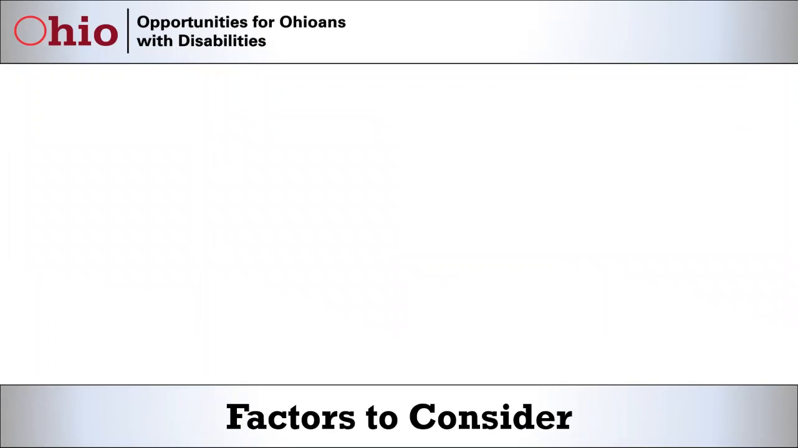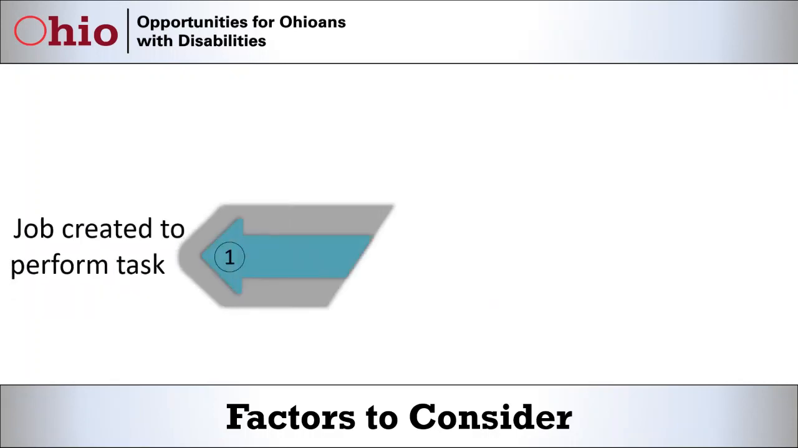So the good news is employers can decide which tasks of the job are essential and which are marginal. And as I mentioned, the EEOC provides guidance or factors for employers to consider when making this determination. Each employer is unique, and so these factors can be helpful because they serve as a guide employers can use to thoroughly analyze their jobs to decide which tasks are essential functions. One factor the EEOC states to consider is whether the job was created to perform the task.